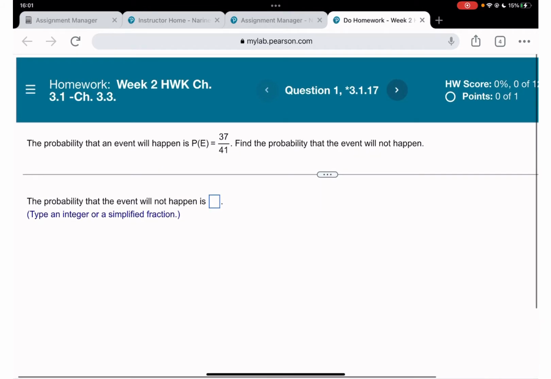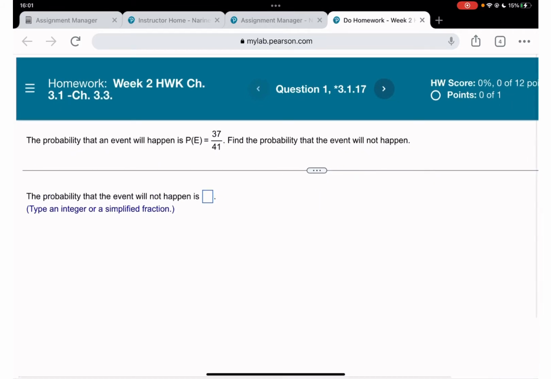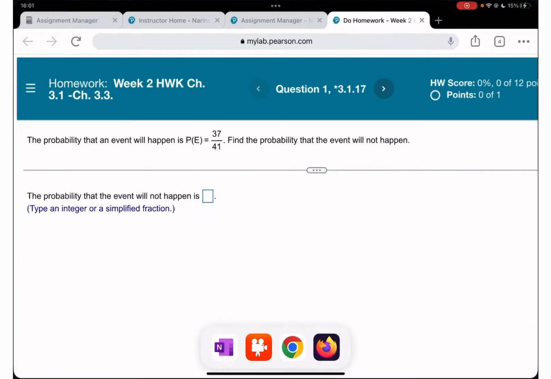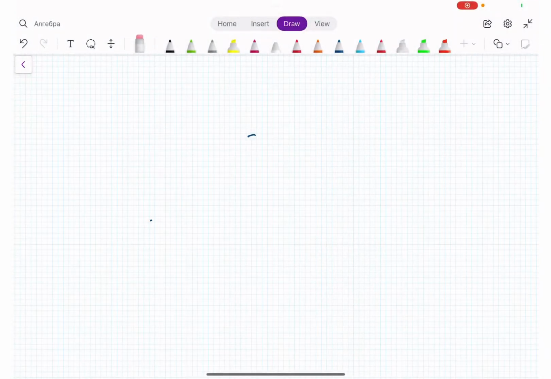Okay, we're working on week 2, chapter 3.1, 3.3. So what do we have? The probability that an event will happen is 37 over 41. We need to find the probability that the event will not happen. The probability for the event that will happen is 37 over 41.